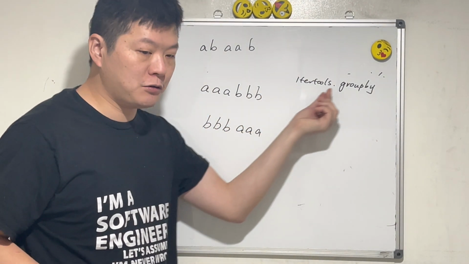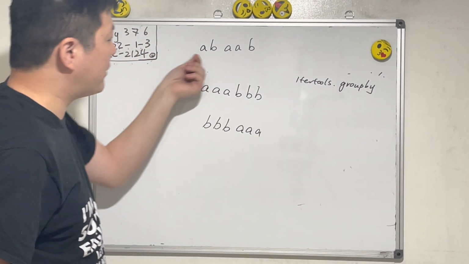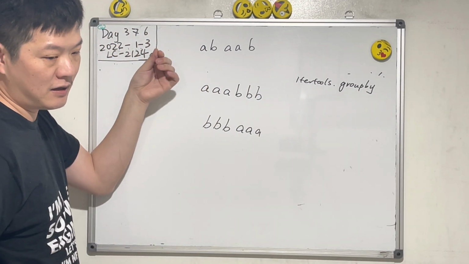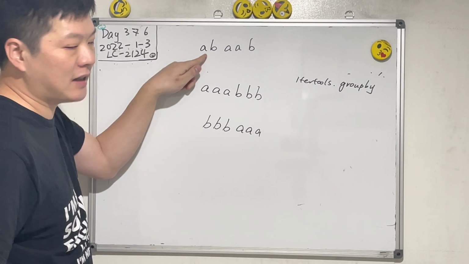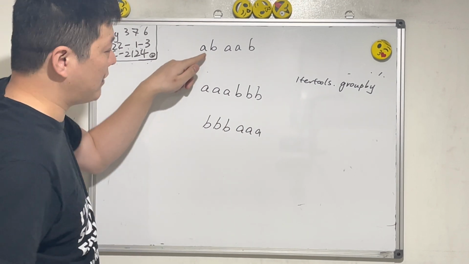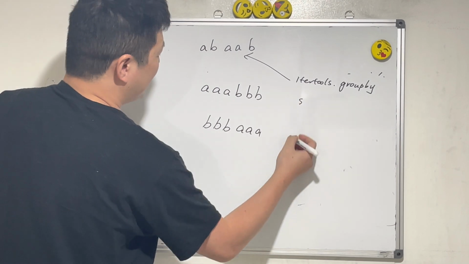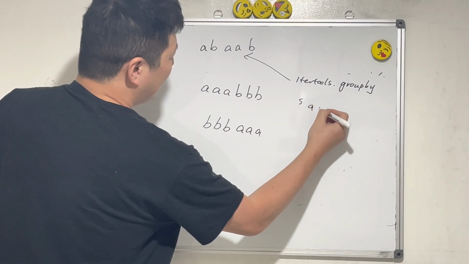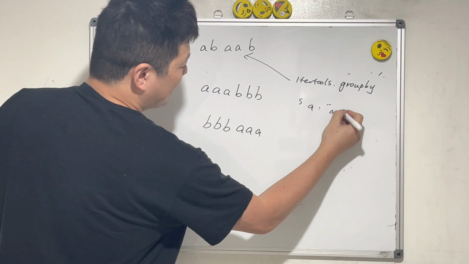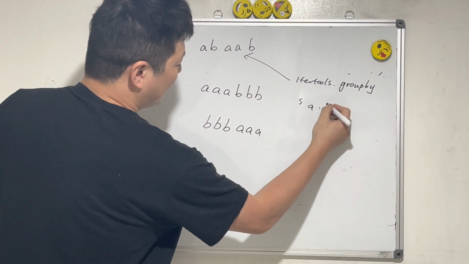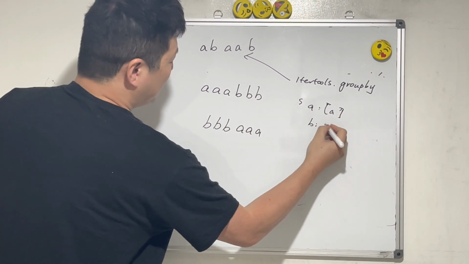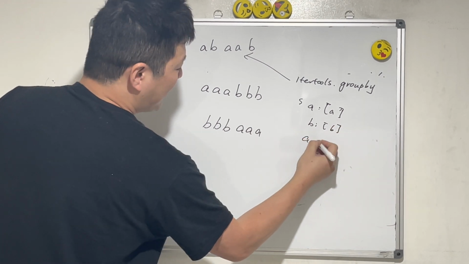If we use the itertools groupby, it will give me keys, where the same letters are grouped together. So let's use this groupby. What does it return? It returns a key with an iterator over its group: A to A, B to B, and A to AA.